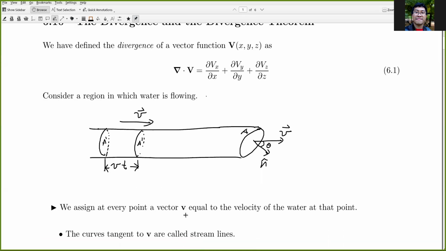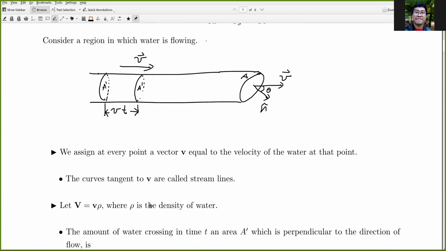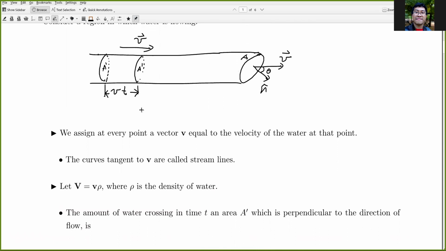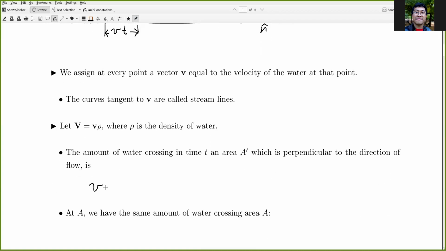We assign at every point a vector v equal to the velocity of the water at that point. And the curves tangent to v are called streamlines. Let us set capital V equal to velocity v times rho, where rho is the density of water. So the amount of water crossing in time t an area A prime, which is perpendicular to the direction of the flow, is, so the volume is vt times the area. So that is the volume.